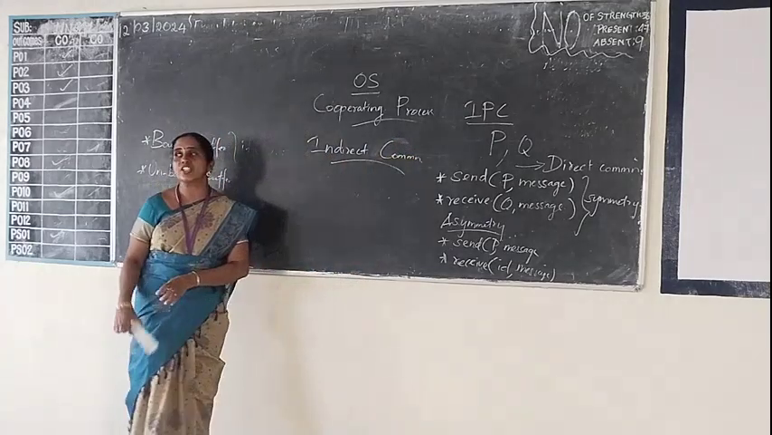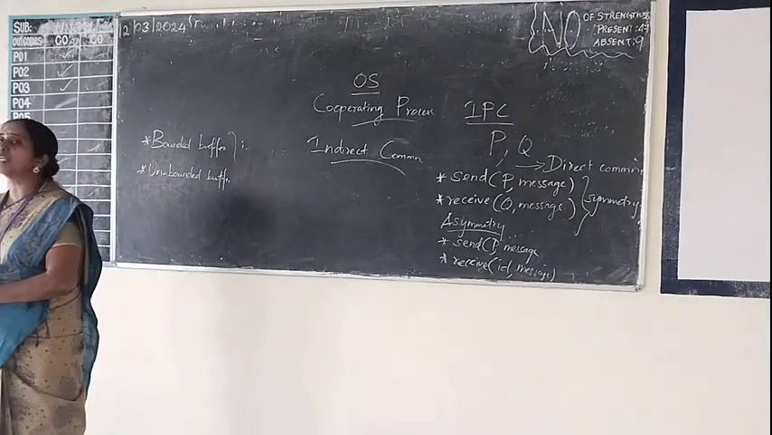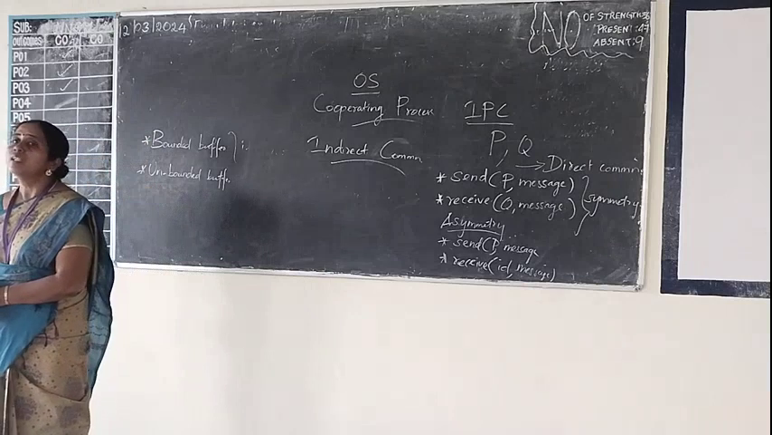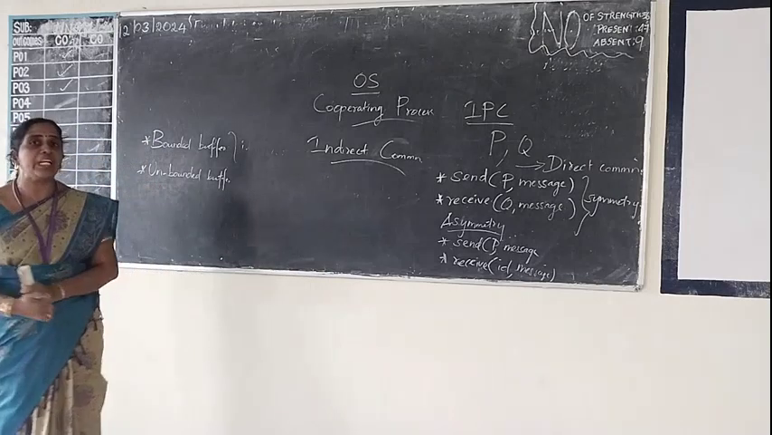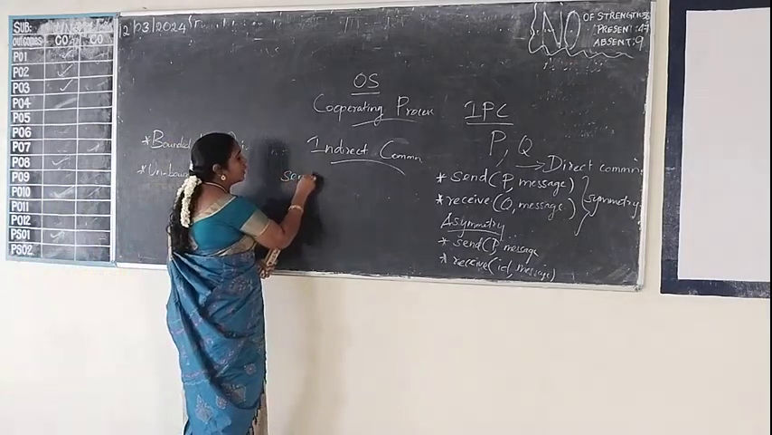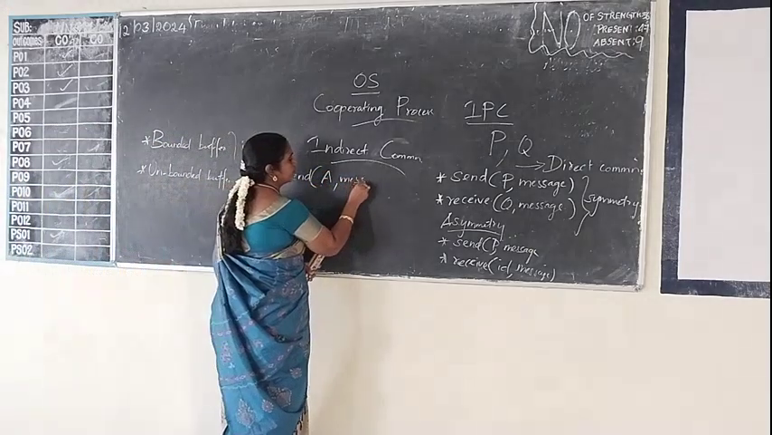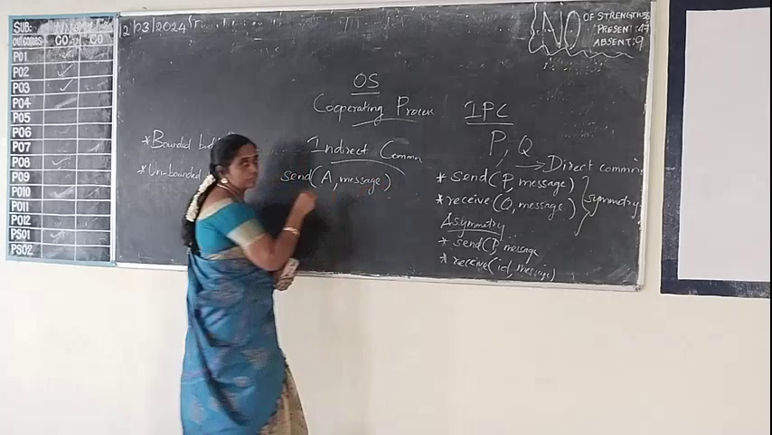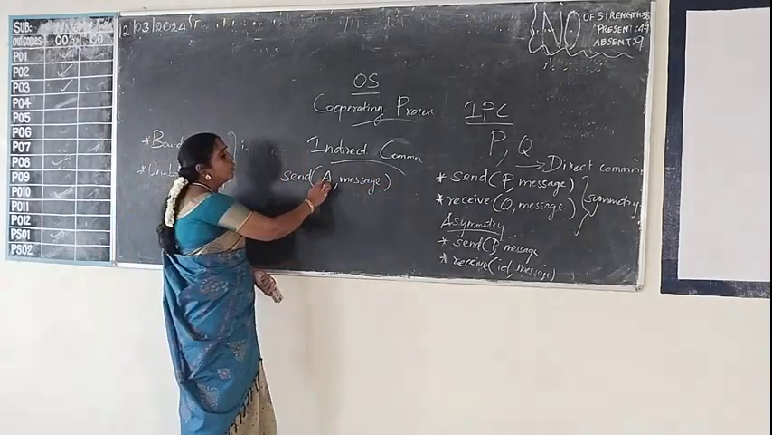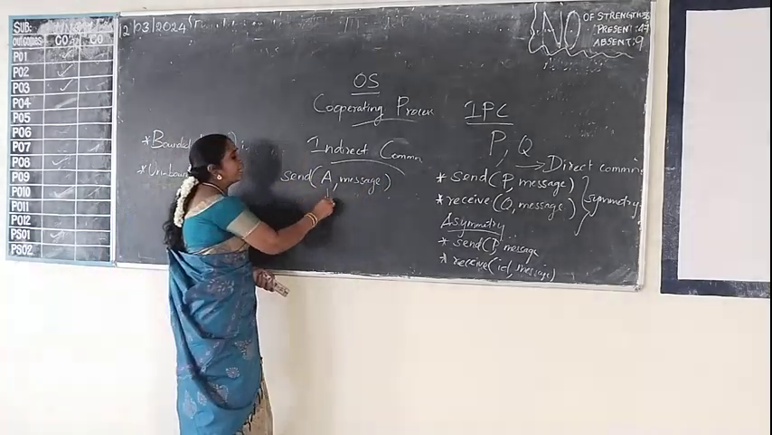In indirect communication, if one process wants to send a message to another process, it will not send directly to the particular process. That is, the message is sent to the mailbox. If one process wants to send a message to another process, it is sent to a particular mailbox. Here, the message is sent to A. Here, A is not a process, it is a mailbox.